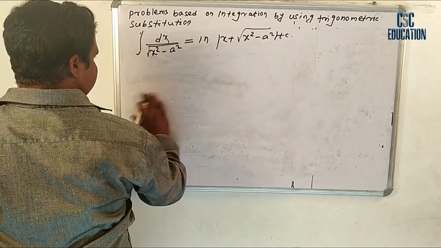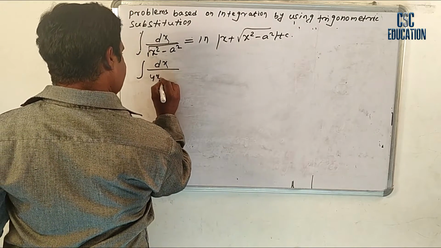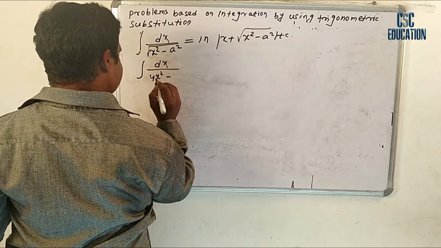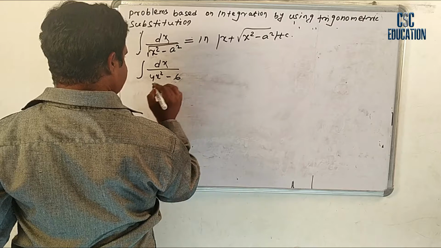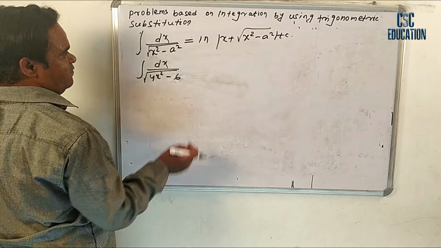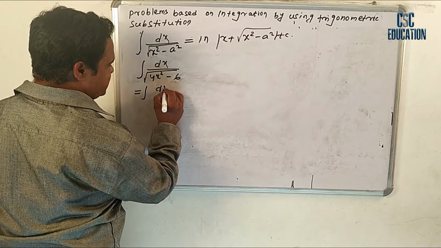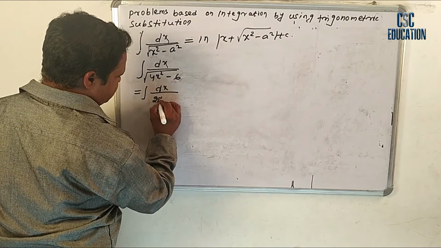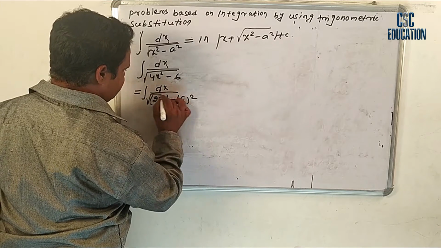Another question to discuss: the integral of dx divided by the square root of 4x square minus 6. This question we first convert into this format. So the value is now the integration of dx divided by the square root of (2x) whole square minus (root 6) whole square.